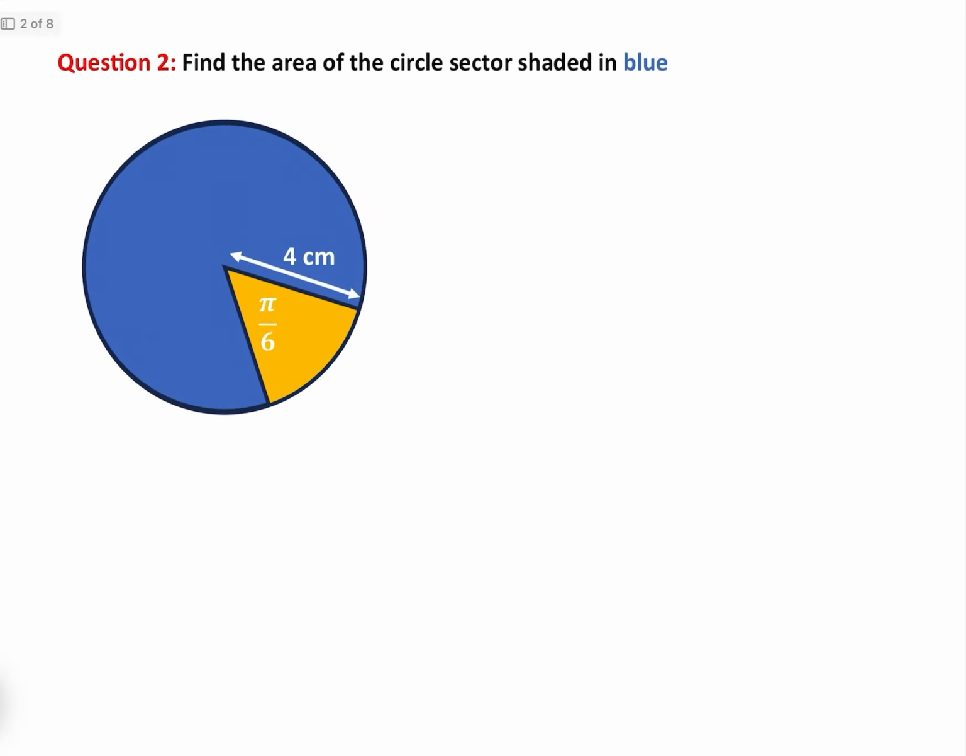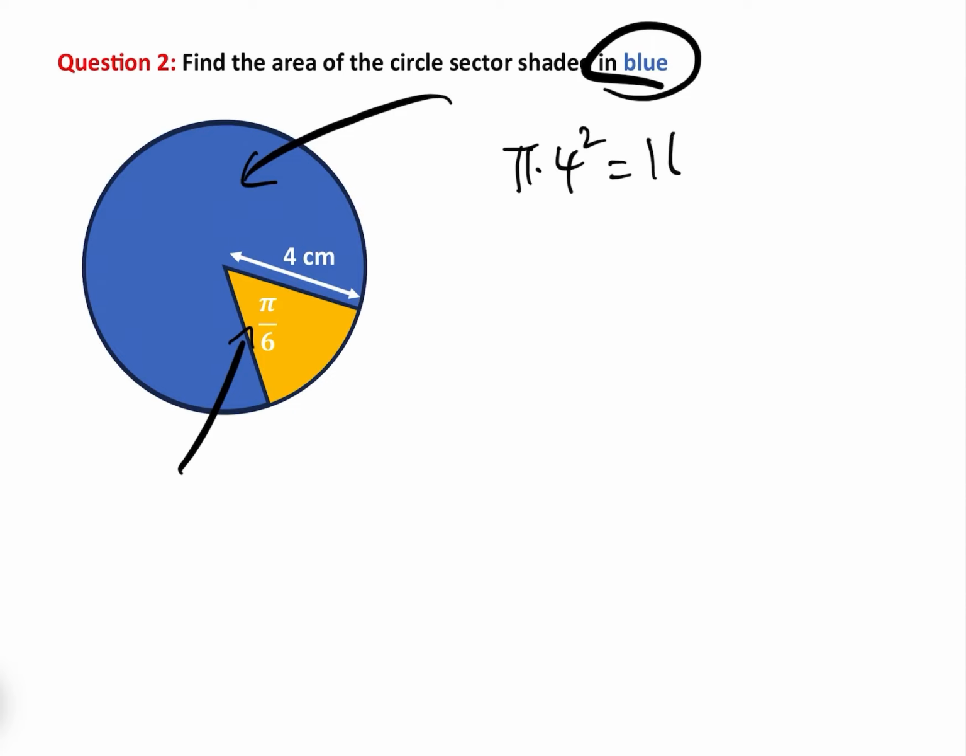Right, so question number 2. If anyone wants to pause the video to do this, do it now. Okay, now this one, they're asking for the area of the circle sector shaded in blue. Don't be confused by that. So they want this bit rather than the orange bit. And also they are giving the angle in radians rather than in degrees. So the best way to do this one is probably to find the area of the whole circle, which is pi times 4 squared, which is 16 pi centimetres squared.